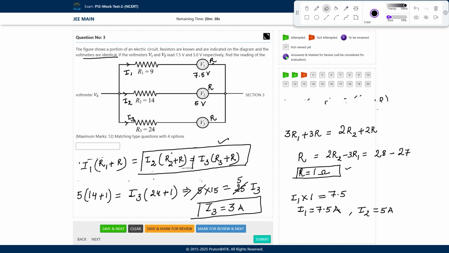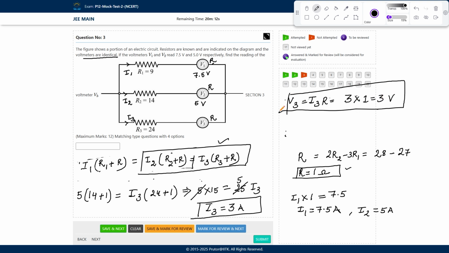I am erasing it. You can note side by side. You can also type answers in the chat box if you have solved it. Now potential difference across this V3: I3 current is flowing and R is the resistance. So V3 will be I3R. So I3 is 3 ampere and R is 1 ohm. So it is 3 volt. We have found this. Got it? So what is the answer? You can write here now 3 volt. Okay. So let's move on to the next question.